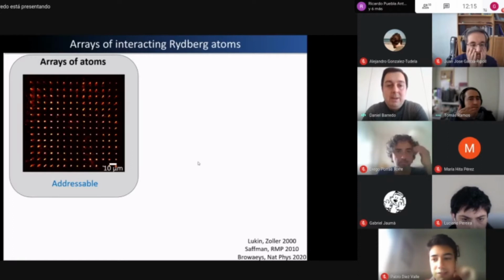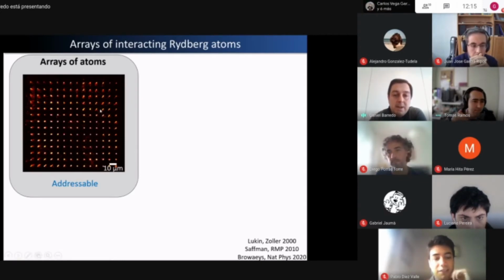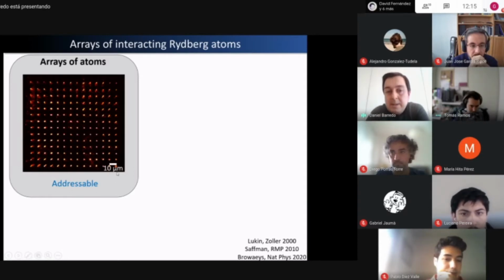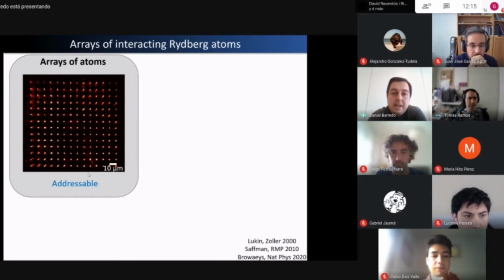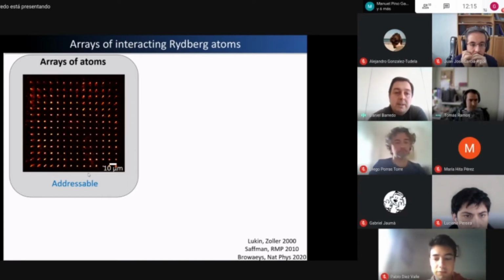Okay, so as I showed you, we can create these defect-free arrays that contain up to 200 atoms. In this case that you see here is a 14 times 14 square array. And the separation between these traps, these atoms, is typically a few micrometers, which means that the atoms are very easily addressable, and this can be used to manipulate the state of the atoms, and also you can measure the state in which the atoms are at the end of the sequence without crosstalk and so on.